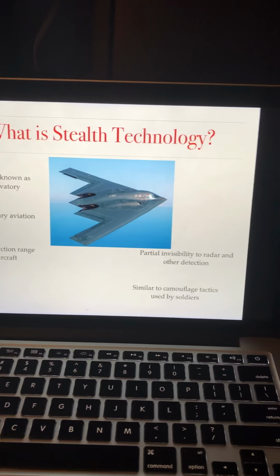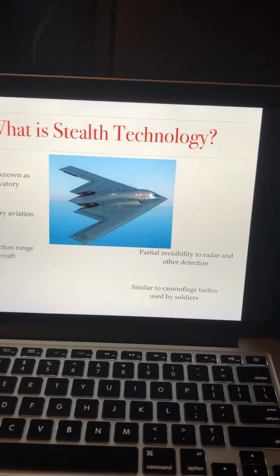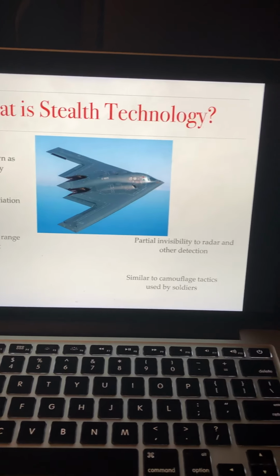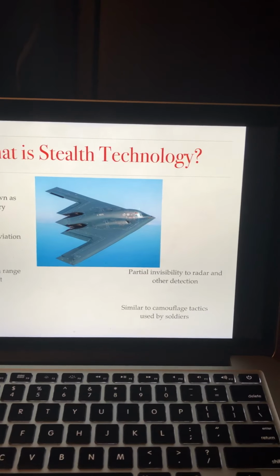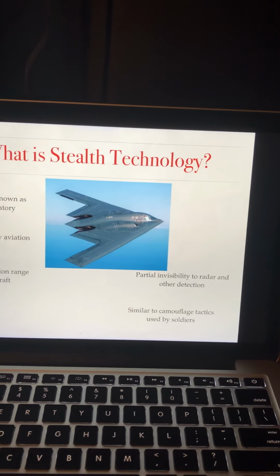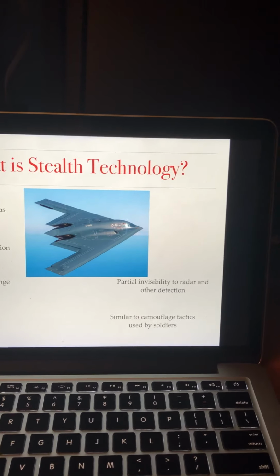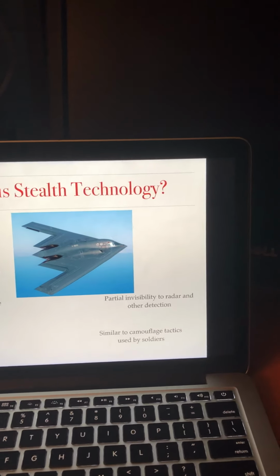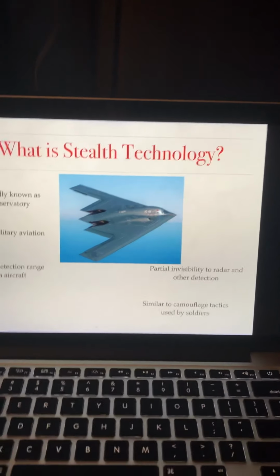And what is camouflage? It's using deception to walk into an enemy area, such as using different colors or wearing clothes that mix in with the area you're in, so it's harder for the enemy to notice where you are and detect you.